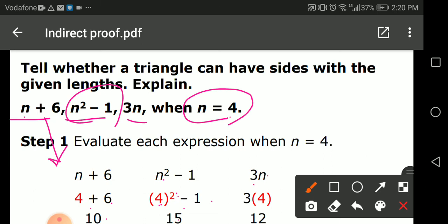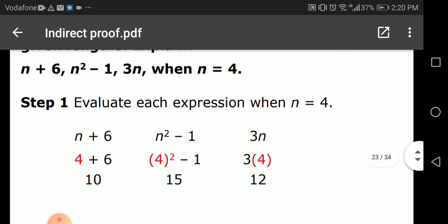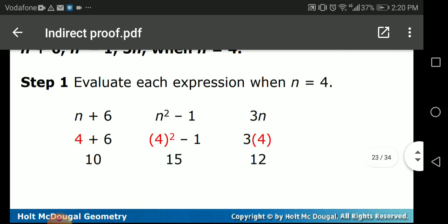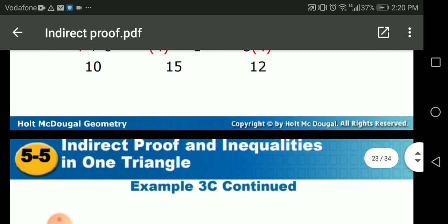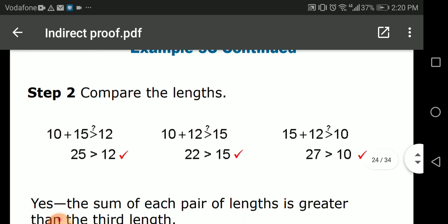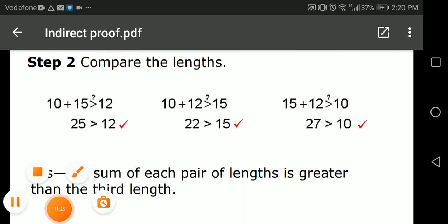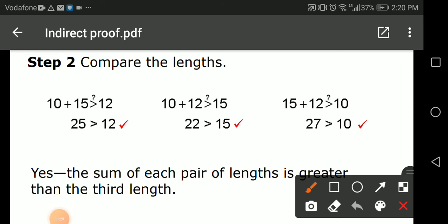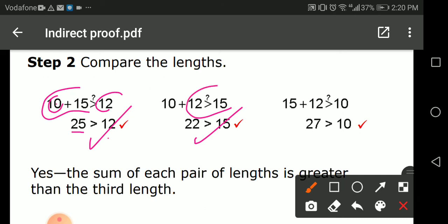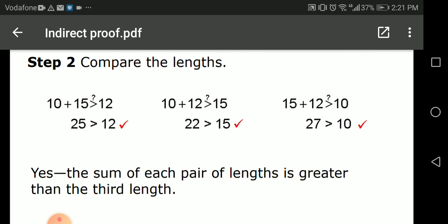What about 3n? We have hidden multiplication, so 3 multiplied by 4 equals 12. So we have the three sides, and now I want to know whether 10 and 12 is greater than 15 or not. Let's compare the lengths. I'm going to combine the sides together. 10 plus 15 is 25, greater than 12, right? Then I took 10 and 12, 22, greater than 15. And then I took 12 and 15. All of them satisfy the theorem, so they can form a triangle.